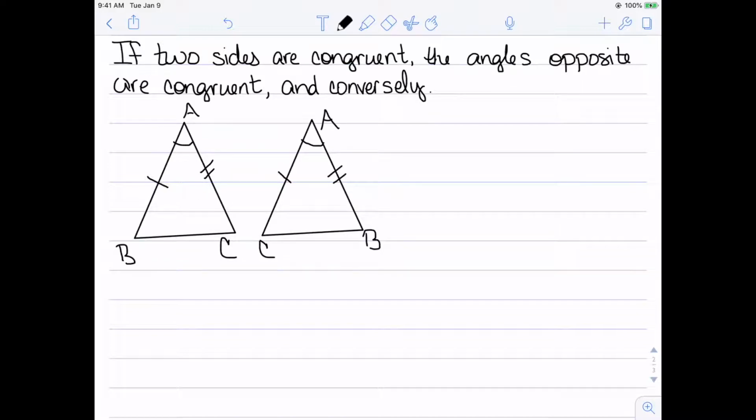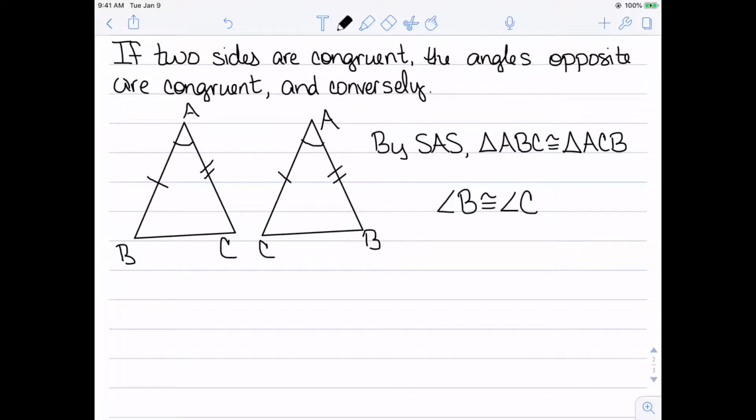So I have side angle side. This gives me that triangle ABC is congruent to triangle ACB, which then tells me that angle B needs to be congruent to angle C, which is exactly what I needed. To go the other way, we will assume that our two angles are congruent, and this time we can use the ASA congruence criterion to actually get that the two sides are equal.